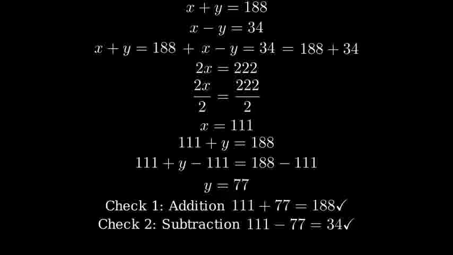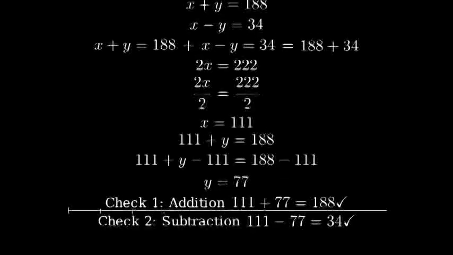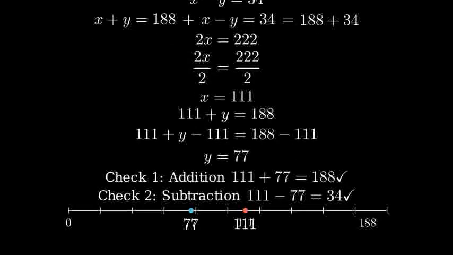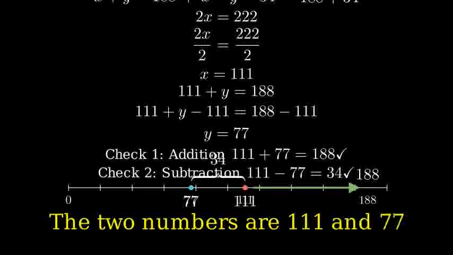Let's visualize this solution on a number line to better understand the relationship between these numbers. Here's 77 and 111 on the number line. The difference between them is 34, and their sum is 188. Therefore, the two numbers we were looking for are 111 and 77.